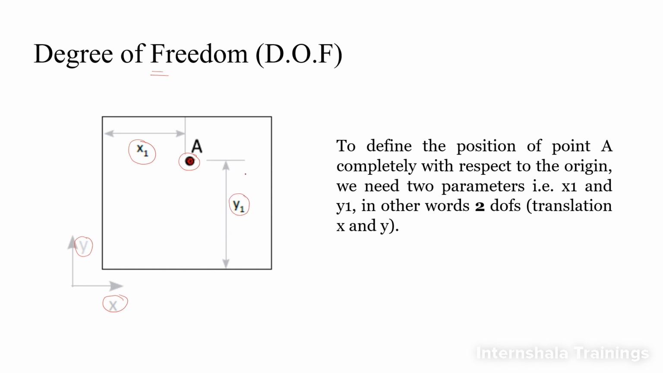So here, how many dimensions do I require to define the position of point A completely? 2 dimensions. One is x1 and the other is y1. So what is the degree of freedom of this particular system? It is nothing but a 2 degree of freedom system, or otherwise we have to specify 2 translations, in the x direction and y direction, in order to completely define the position of point A.